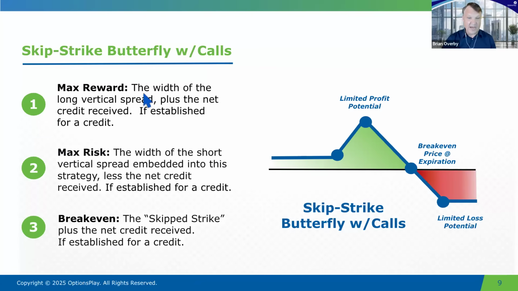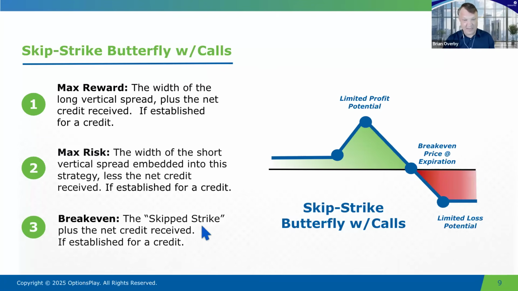So here you go. The max reward is the width of the long vertical plus the net credit received. That's the maximum reward. So you're hoping to get it done for a net credit. So you actually have more upside because you're establishing this for a credit. What's wonderful about skip strike butterflies is it's possible to put it on for a net credit and take it off for a net credit. Ooh, right? How awesome is that? Try doing that with a short call spread. You can't. You can actually put this on for a credit and then receive a larger credit if it ends up close to your strike.